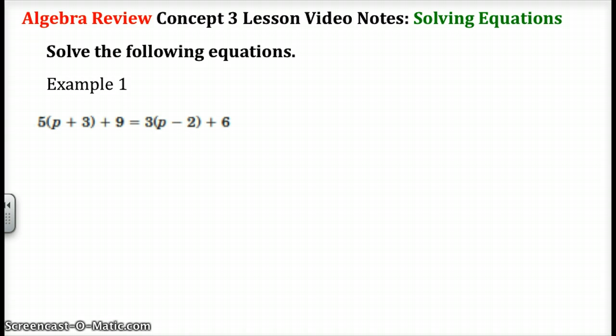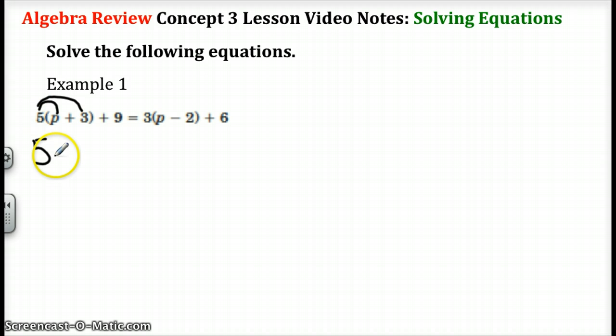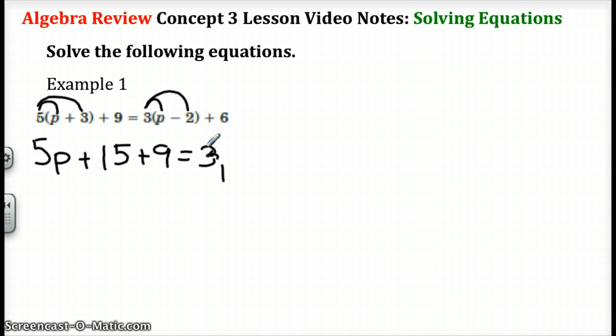Well, first of all, we want to use our order of operations that we used last time, and we want to get rid of our parentheses first. So we're going to distribute the 5 here to the p and to the 3. So we'll end up with 5p plus 15 plus 9. And we're going to do the same thing over here, distribute the 3 again to the p and to the negative 2, so we'll have 3p minus 6 plus 6.